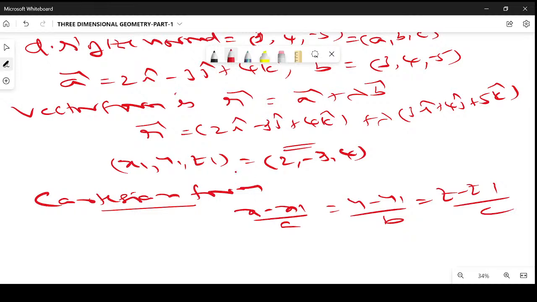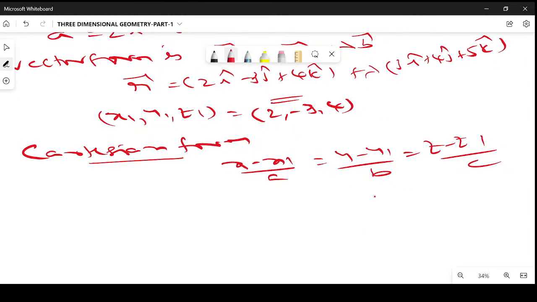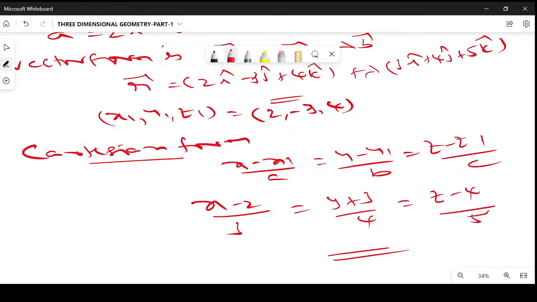So I can write now with the point 2, minus 3, 4: x minus 2 by 3, and y plus 3 by 4, z minus 4 by 5. So this is the required answer, right? That will be the required answer.